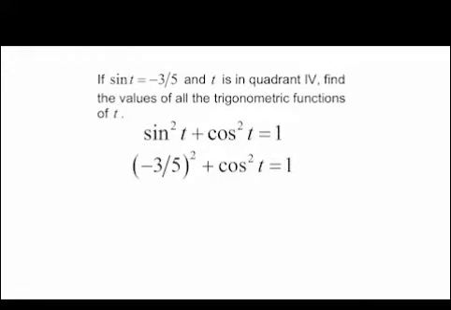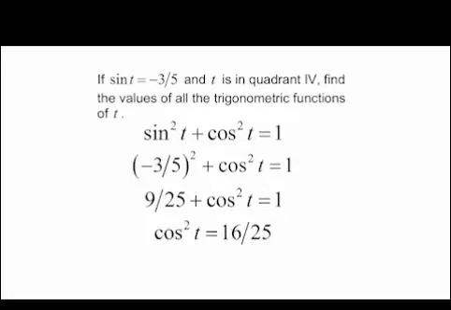Plug in sine t equal to negative 3/5, and we have negative 3/5 squared plus cosine squared t is equal to 1. So 9 over 25 plus cosine squared t is equal to 1. Subtract 9 over 25 from both sides, and we get cosine squared t is equal to 16 over 25. Now square root both sides, giving us cosine t equal to plus or minus 4/5.